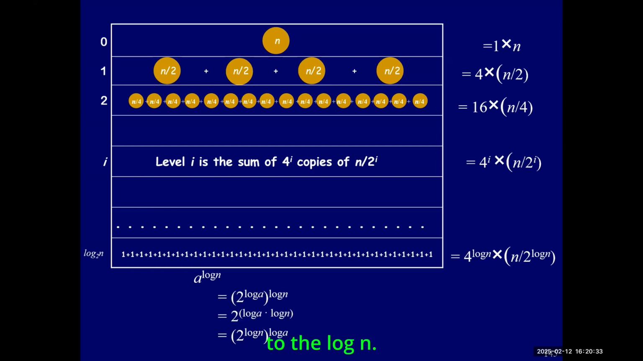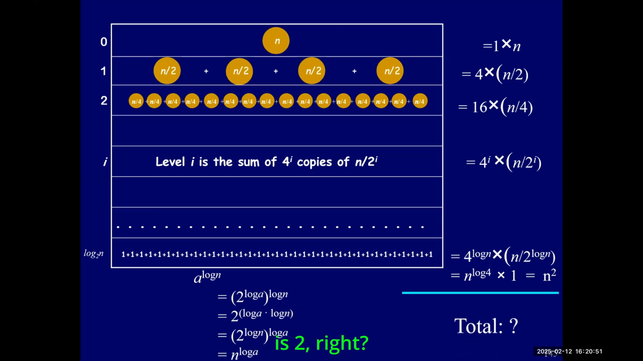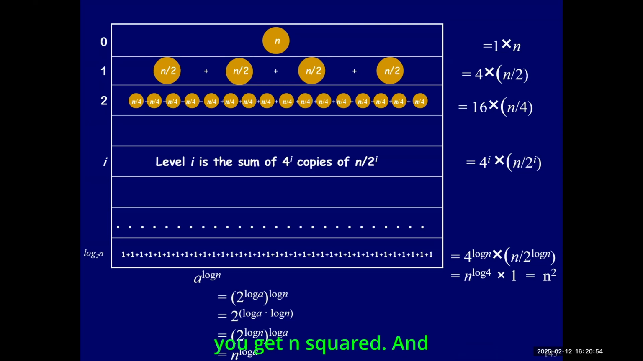Now we have 2 to the log n. And what's 2 to the log n? It's just n, right? So that gives us that 4 to the log n is the same as n to the log of 4 base 2, which is 2. So you get n squared. And why is this 1? Well, because the size of the input keeps getting down until the inputs are of size 1.